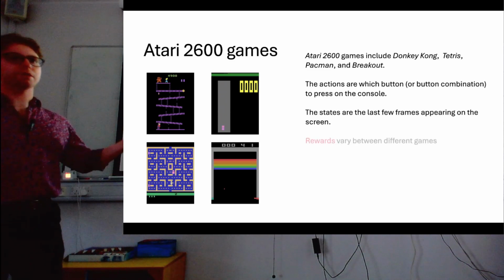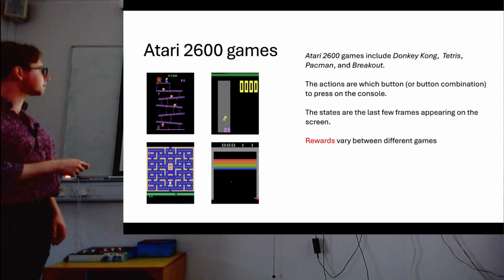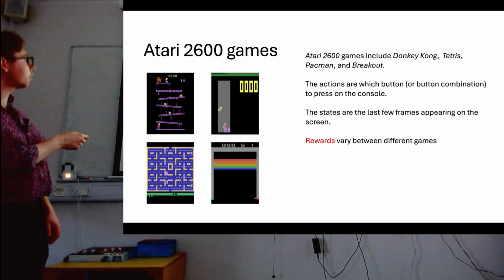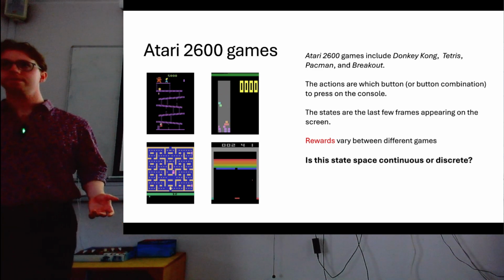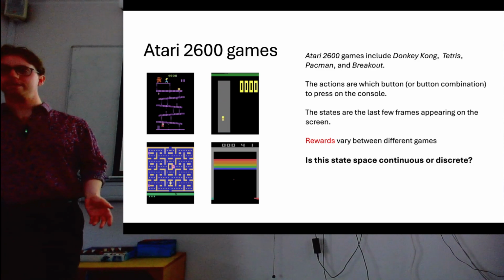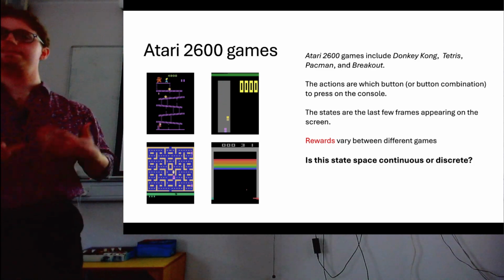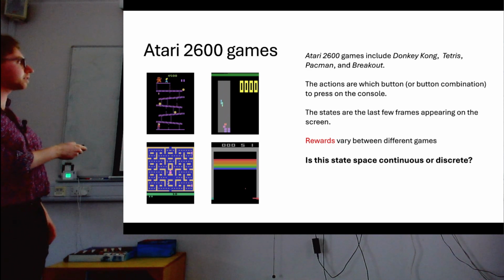And the rewards vary massively between games, right? It's typically in Tetris, it's this number. Breakout, it's this number. Donkey Kong is this number, right? State space, continuous or discrete? It's actually continuous. And the reason is because it's specified by the RGB values for every single different pixel on this frame.